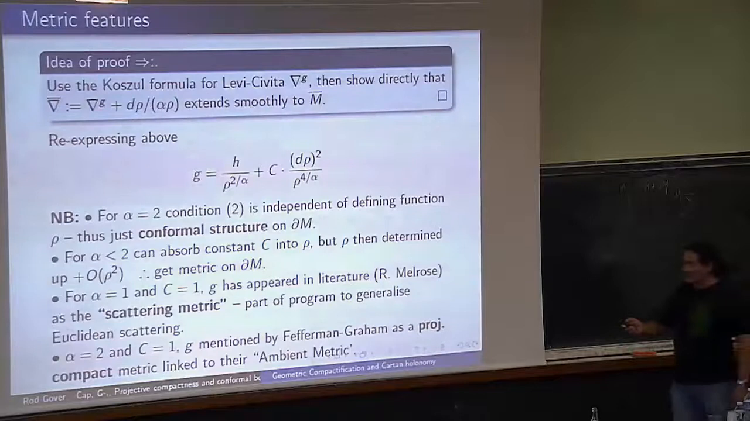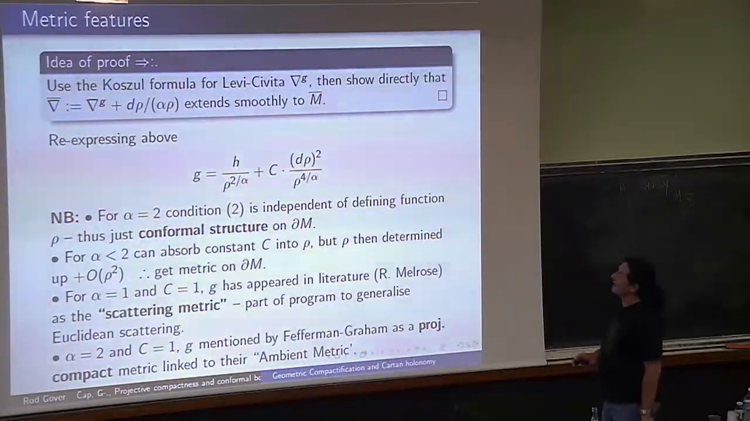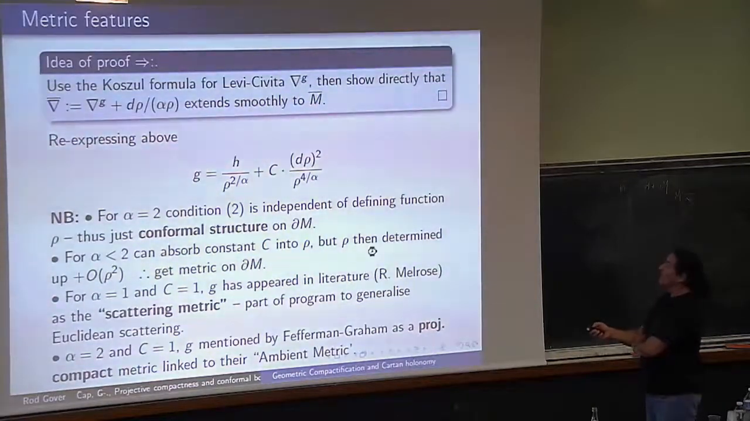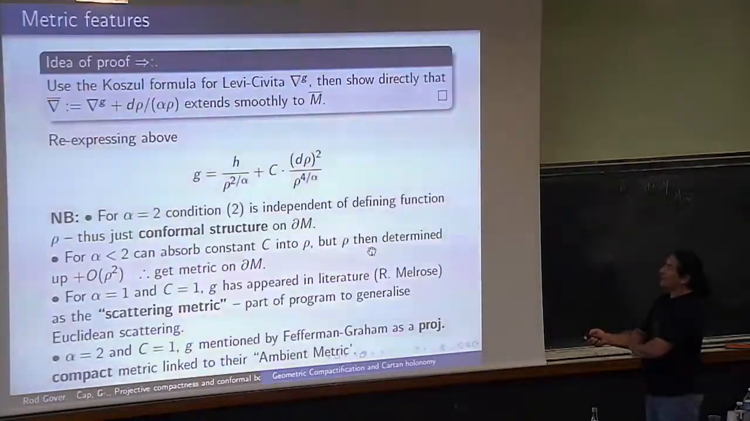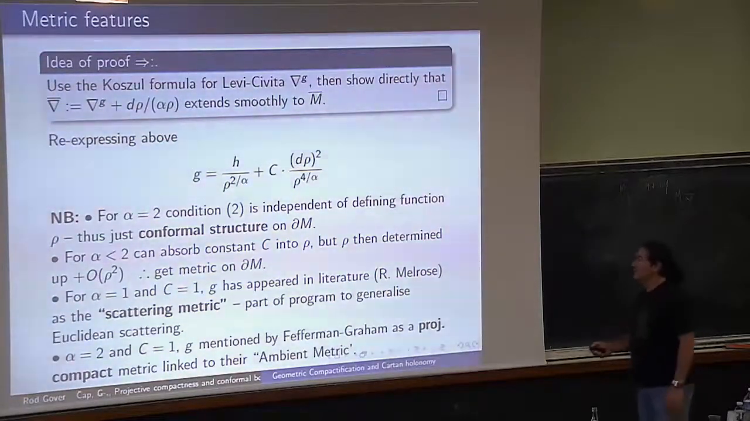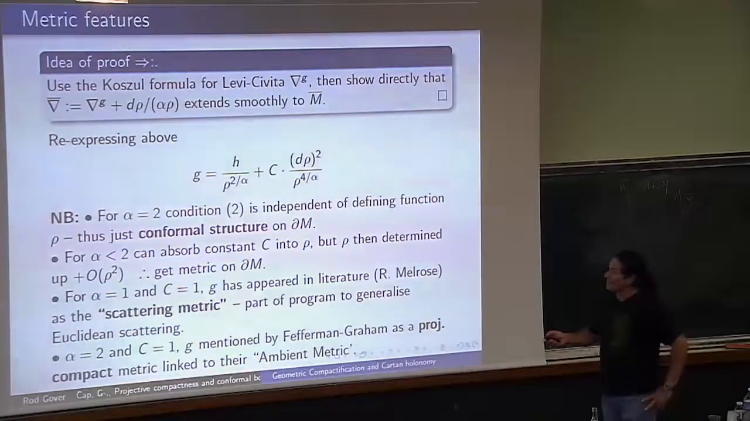I'm going to talk about the proof just briefly in the other direction in a minute. But before I do that, just re-expressing that thing above. So we had this here. Written in this way, it probably looks a bit unfamiliar. But when we write it like that, you'll see that this is a form of a metric that you've maybe seen before. So there are some interesting points to make.